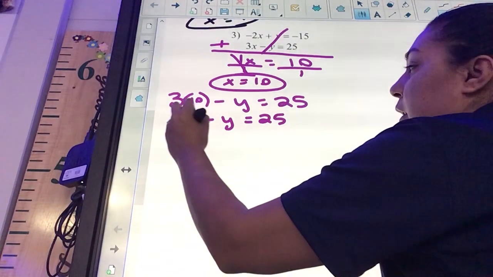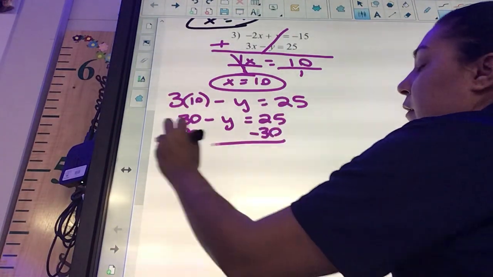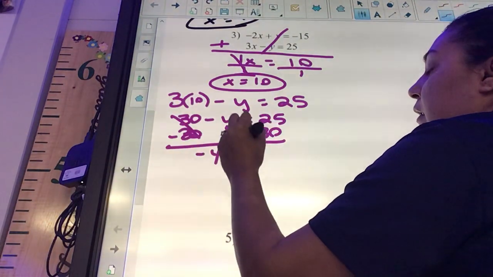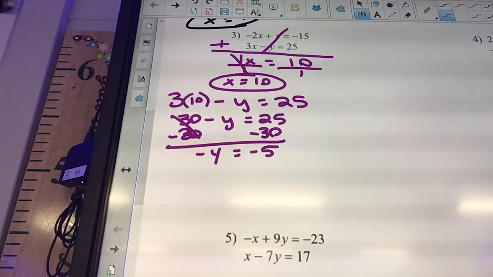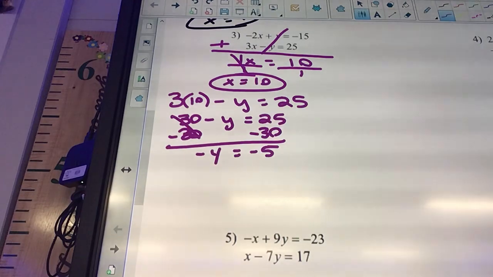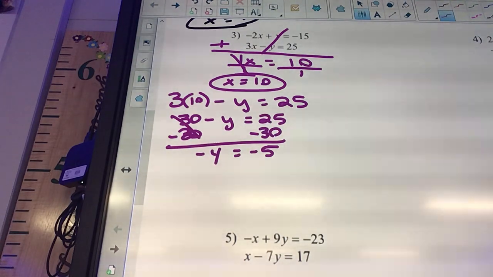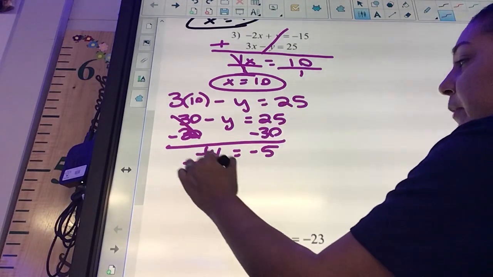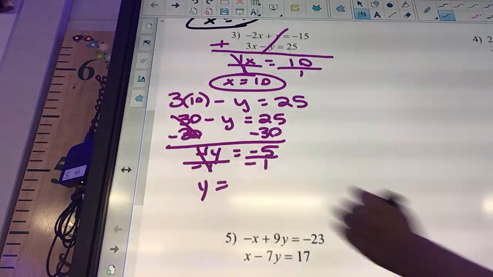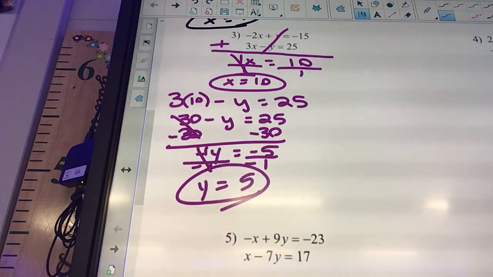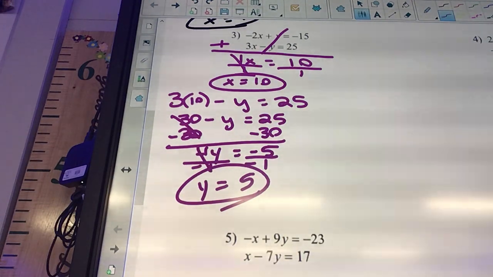Quit whispering, somebody. Minus 30. So I got negative 5. Okay, some of you guys probably wrote down y equals -5. It is not y equals -5. Okay, there's a negative y, which means what's in front of the y? A 1, -1. Okay, so you still need to do what? Divide. Yeah, you're gonna still need to divide by a -1, or just a negative, which is gonna make y equals what? 5. 10, 5. 10, 5, good.